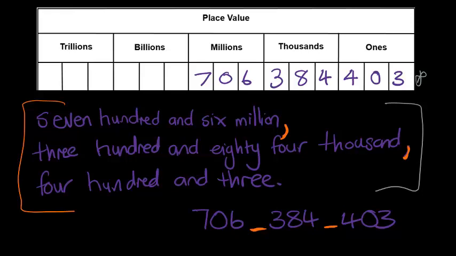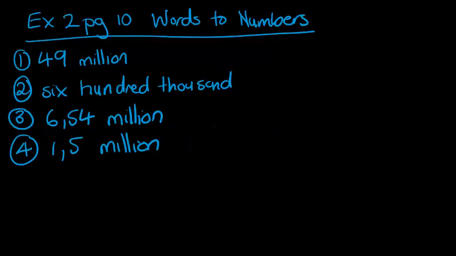Let's see if we can do this. We're starting with exercise 2 on page 10, and we're going to start by doing words into numbers. Question number 1 says, can you give me 49 million in numbers? So I start by writing down the 49. I know that's 49 million.